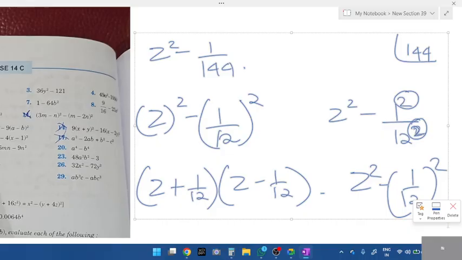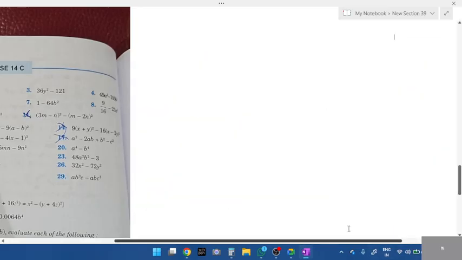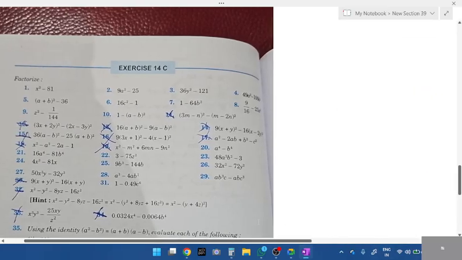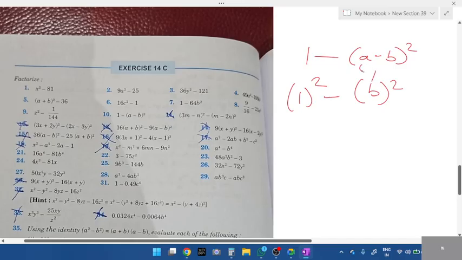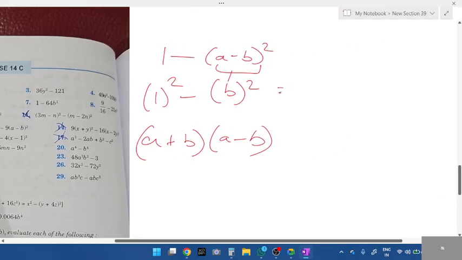Shall we try the next one? Okay, next one, students. Look at the next one. You all tell me how to convert 1 minus A minus B the whole square. Take this as 1 square. This, imagine this is B square. This entire thing is B square. What's the formula? A plus B into A minus B. What is A value, students? 1 plus. What is B value? A minus B.